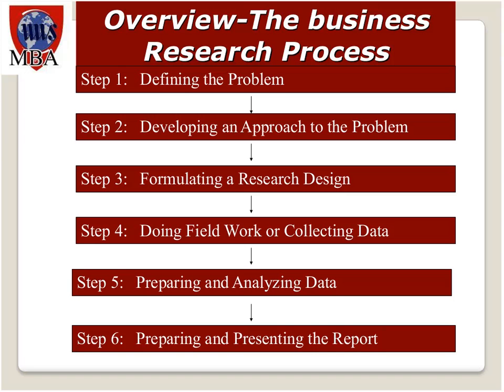So as an overview of the business research process, as we talked about before, step 1 is defining the problem. Step 2 is developing an approach to the problem. And step 3 means formulating a research design. And step 4 is doing field work or collecting the data. So step 1, step 2, and step 3, meaning defining the problem, developing an approach, and formulating a research design, can all be part of chapters 1, 2 and 3.